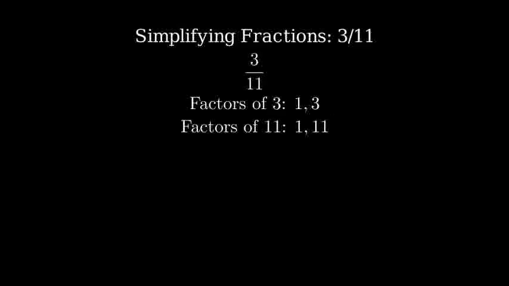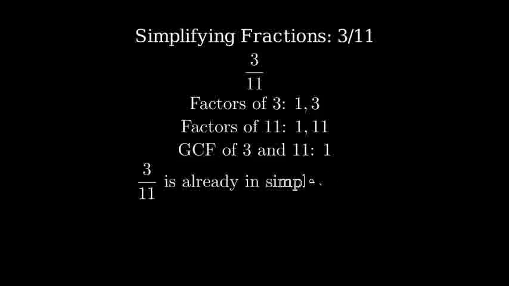Next, we find the greatest common factor. The only common factor between 3 and 11 is 1 because all numbers have 1 as a factor. This tells us that there's no number other than 1 that divides both 3 and 11 evenly. Since the greatest common factor is 1, we cannot divide 3/11 by any number other than 1 without changing its value. Therefore, 3/11 is already in its simplest form.